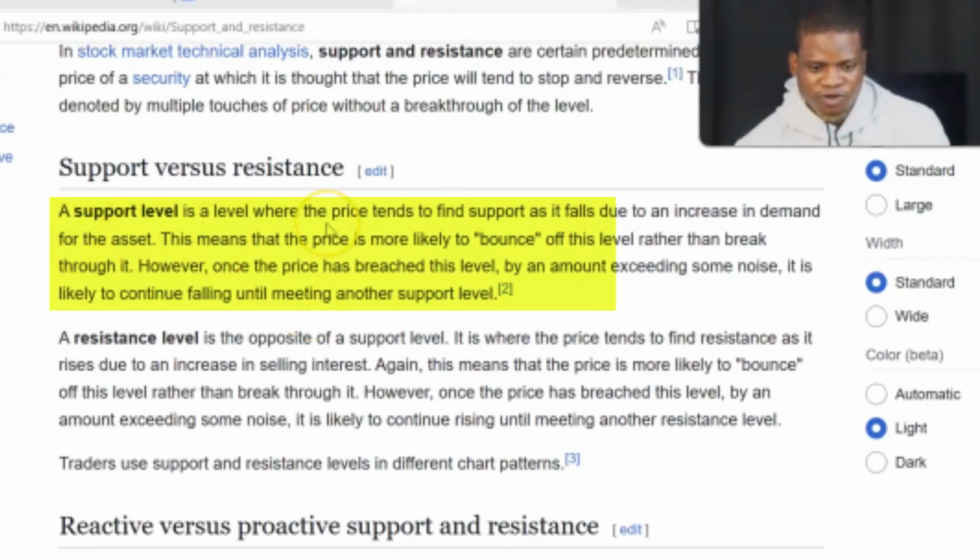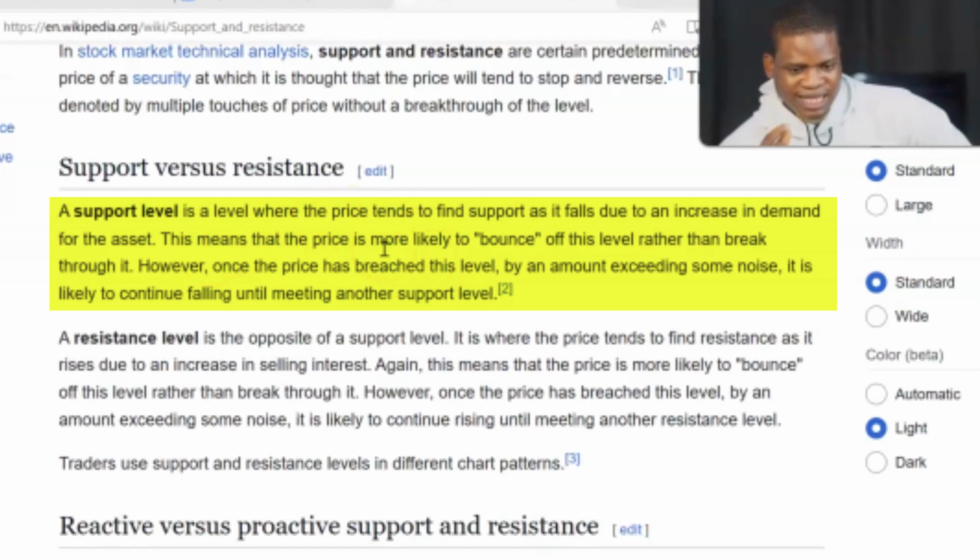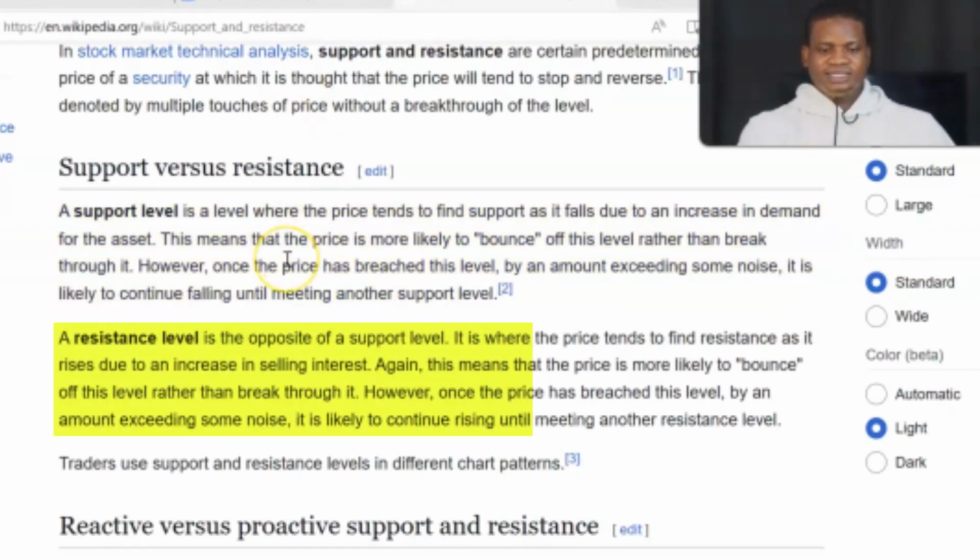A support level is a level where the price tends to find support. When the price is falling and it gets support, it means at that point there is something supporting it from falling and trying to push it up. It's a price level where price tends to find support as it falls due to an increase in demand for the asset, right? This means that the price is more likely to bounce off this level rather than break through it. Now, resistance is the opposite of support. It is a price level where price tends to find resistance as it rises due to an increase in selling interest.